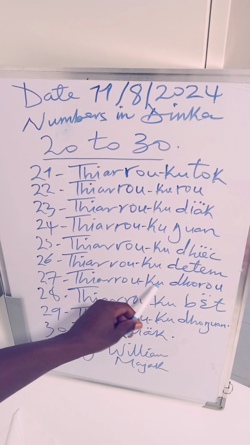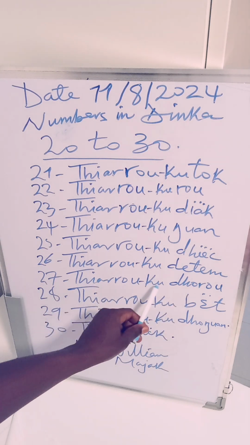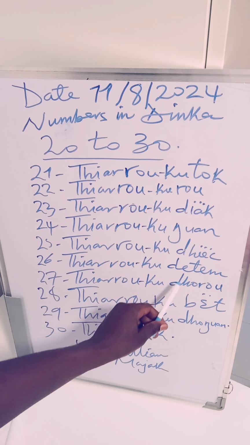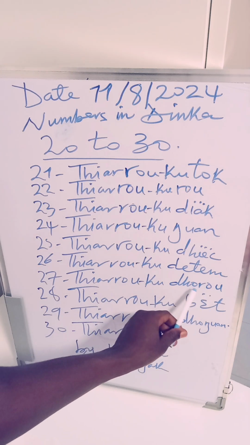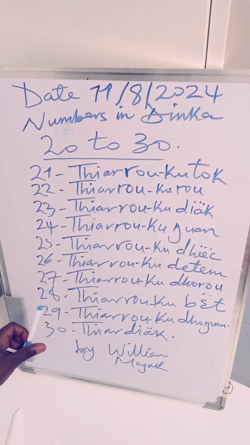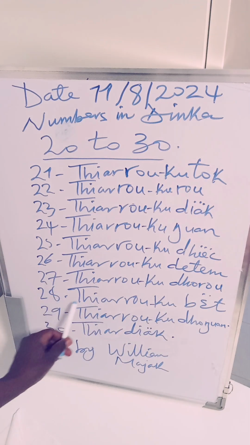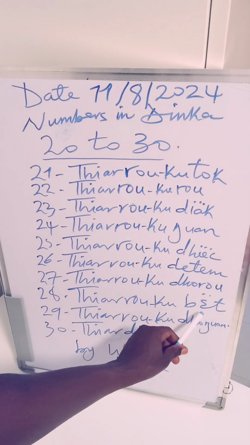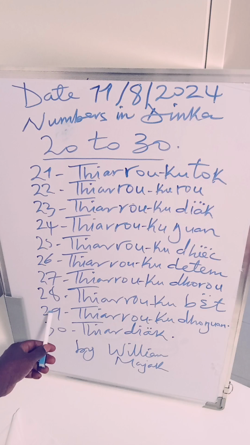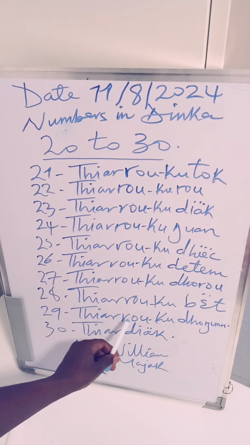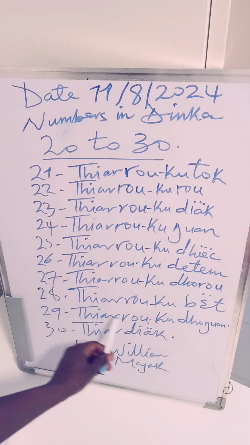27. Tiaro Kudoro. Doro means 7. 28. Tiaro Kubet. 29. Tiaro Kudongwan.